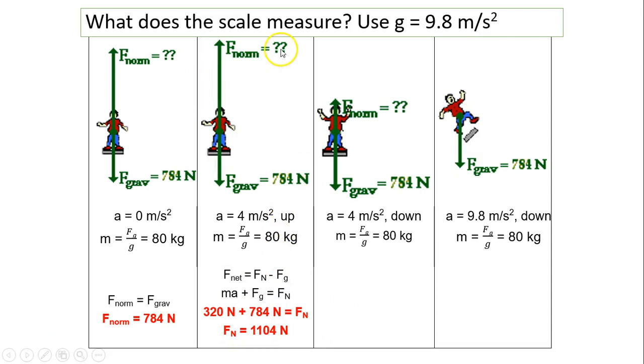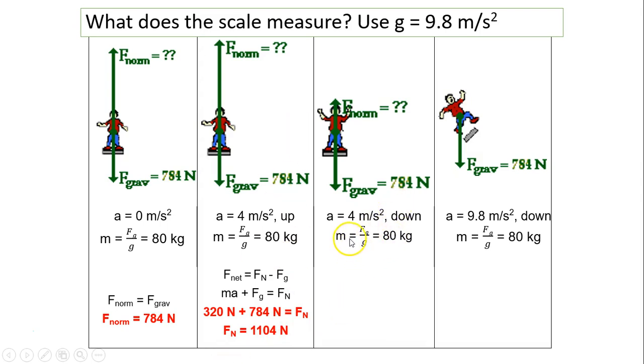So for net force, I choose up as positive. Net force equals Fn, which is positive, plus negative Fg, which is Fn minus Fg. So Fnet equals ma, so ma plus Fg equals Fn. ma is 4 times 80, which gives you 320, plus Fg, which is 784. That equals Fn. So Fn equals 1,104 newtons in this case.